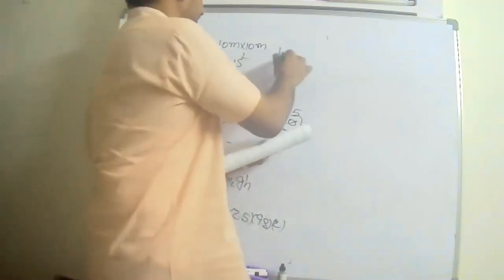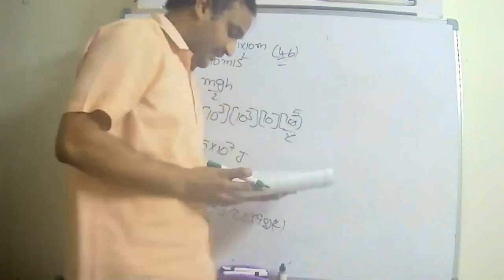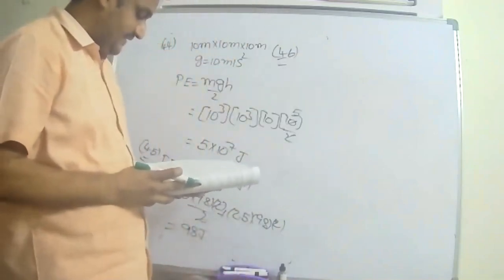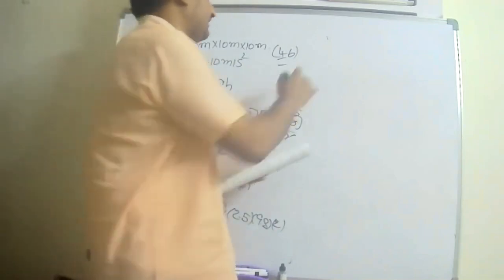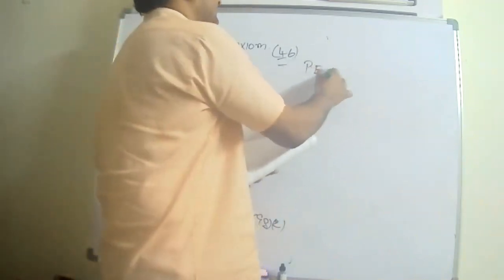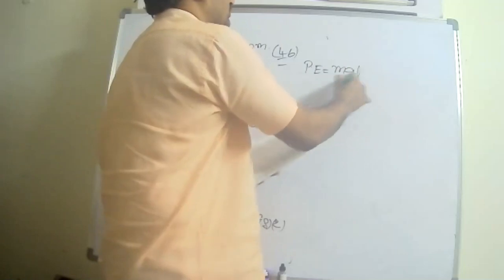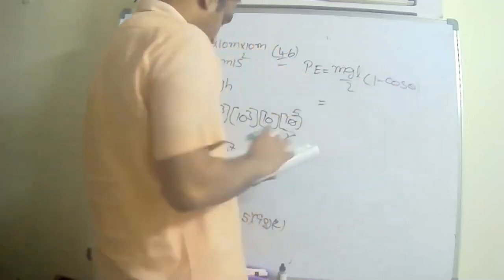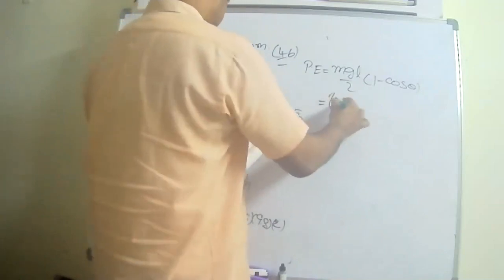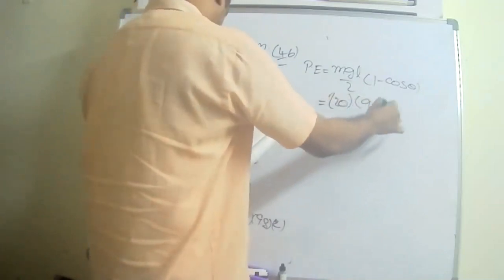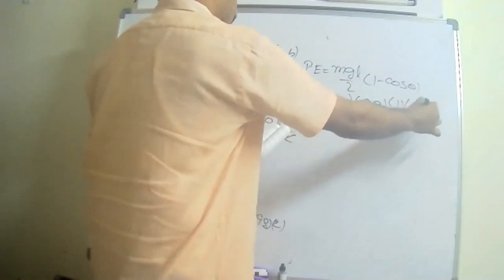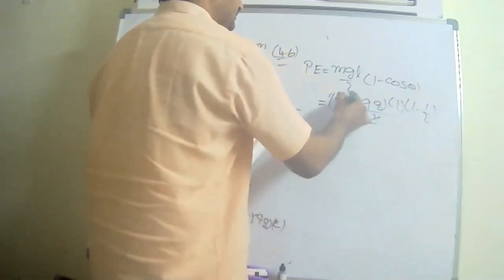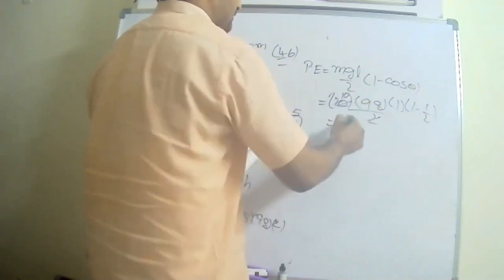Next, a meter stick of mass 20 kg is pivoted at one end, the other end is displaced to 60 degrees from vertical. The increase in its potential energy, change in potential energy is equal to mgl/2 into 1 minus cos theta. So mass is 20, g 9.8, length 1 meter, 1 minus cos 60, that is 1/2, right? Half of 49.